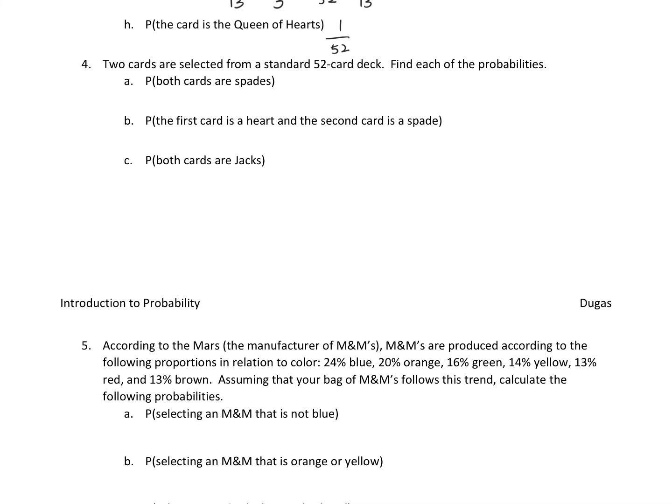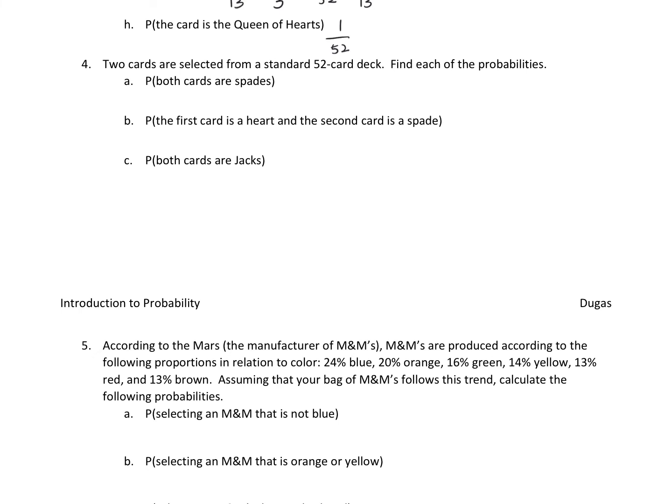All right, number 4. 2 cards are selected from a standard 52 card deck. Find each of the probabilities. So in number 3, we were only drawing 1 card. Now we're going to be drawing 2 cards. So let's see how that kind of changes the scenario here. Both cards are spades. So you want to find the probability of each card being a spade.